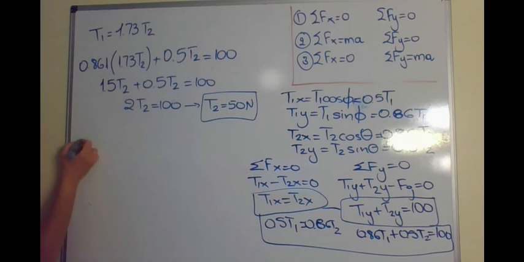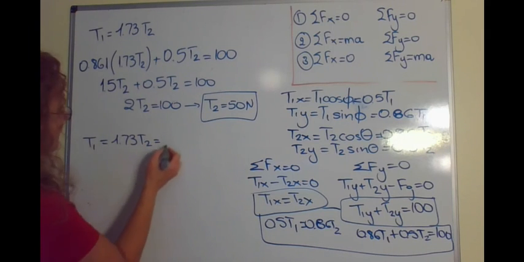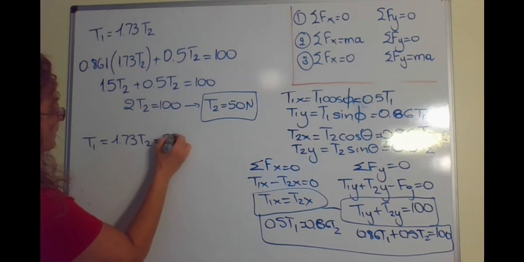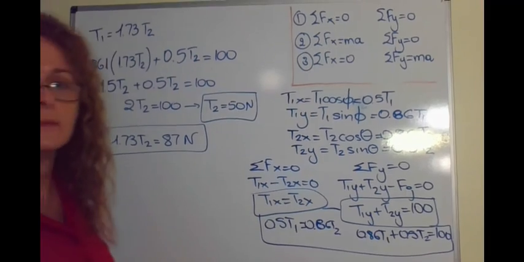Going back here, I say, all right, so that means that T1 is 1.73 T2, which is like maybe 87 something newtons. 1.73 times 50 equals 86.5, 87 newtons. So I found both tensions. That's it.